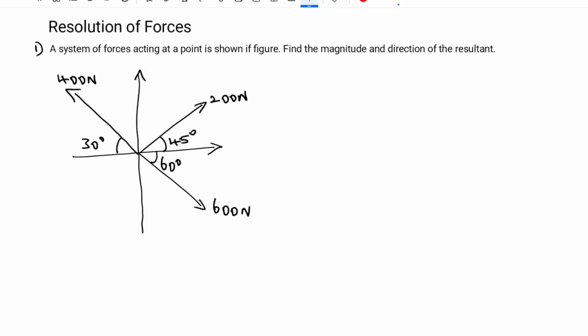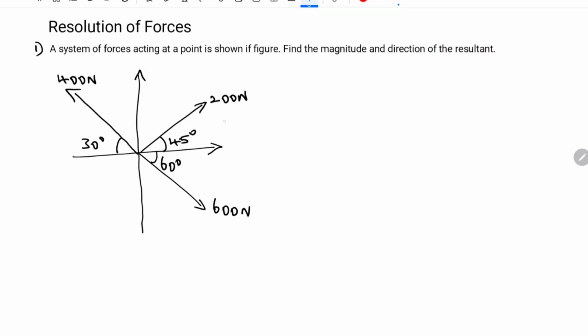In the previous video, we have seen the concept of resolution of forces. In this video, we are going to solve two problems on that. So this is the first problem. A system of forces acting at a point is shown in figure. Find the magnitude and direction of the resultant.